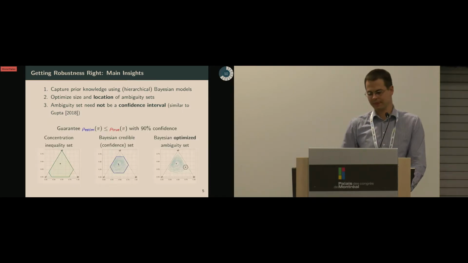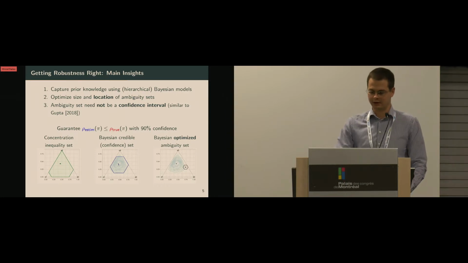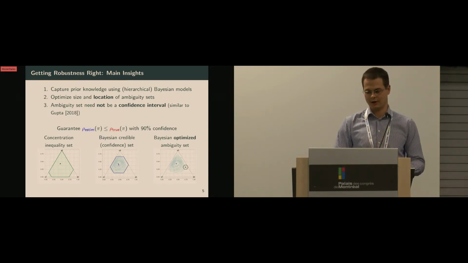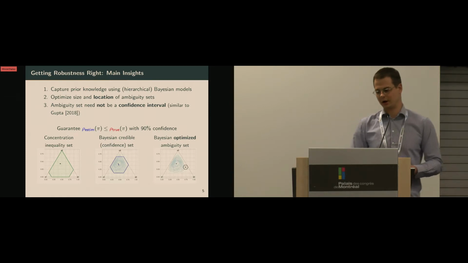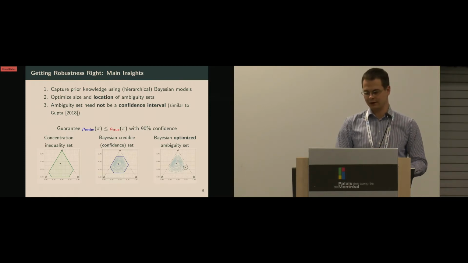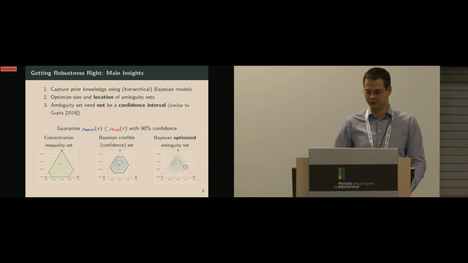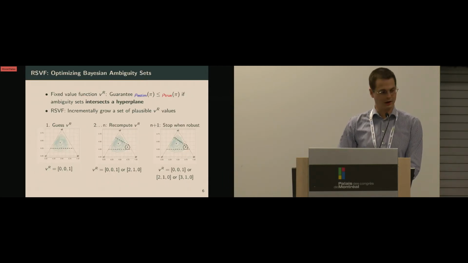Let me show you a simple example. Say we want to guarantee a lower bound on the true return with 90% confidence. On the left-hand side, you see the standard concentration inequality set using Hoeffding bounds. Now you can take the same idea and construct a Bayesian confidence interval, or a Bayesian credible set. That's the middle picture. But it turns out that these sets are also too pessimistic and unnecessarily large. So we propose a new method for constructing optimized sets, which are much, much smaller, but still give you the 90% confidence guarantee. You see an example on the right-hand side. The set is much, much smaller, and it's by no means a 90% confidence interval in the Bayesian sense. If you'd like to know how this works, please come to see our poster.